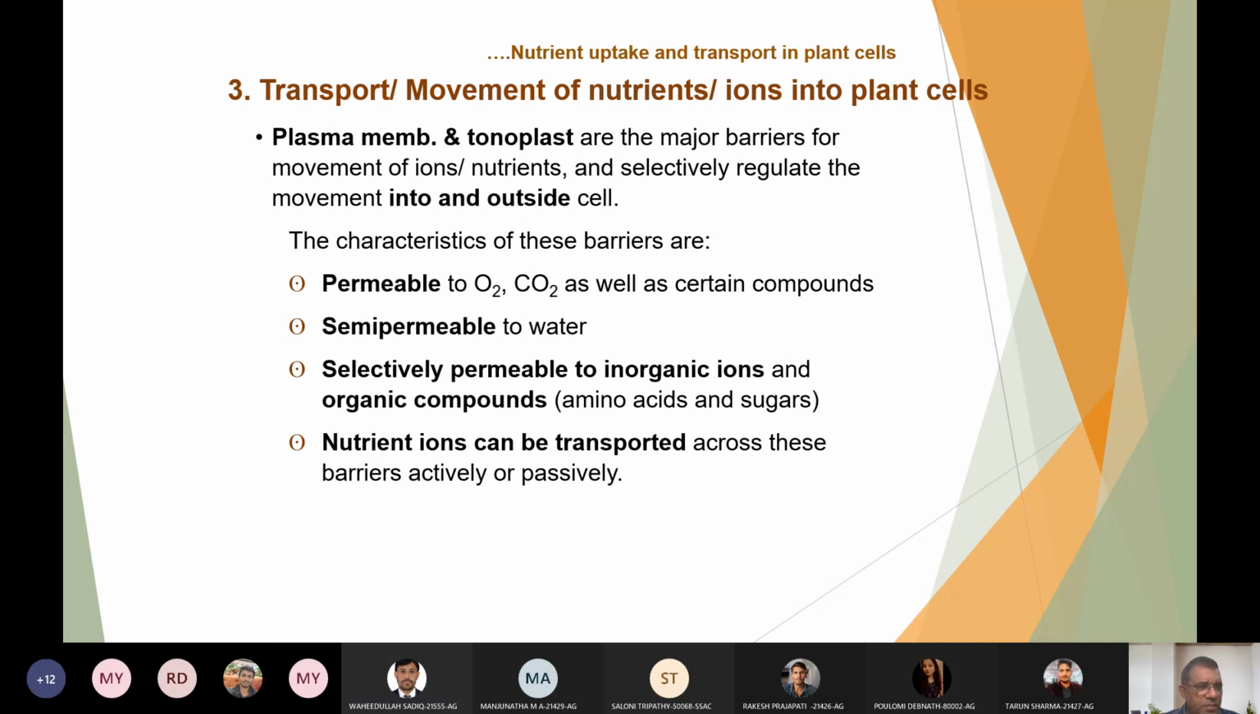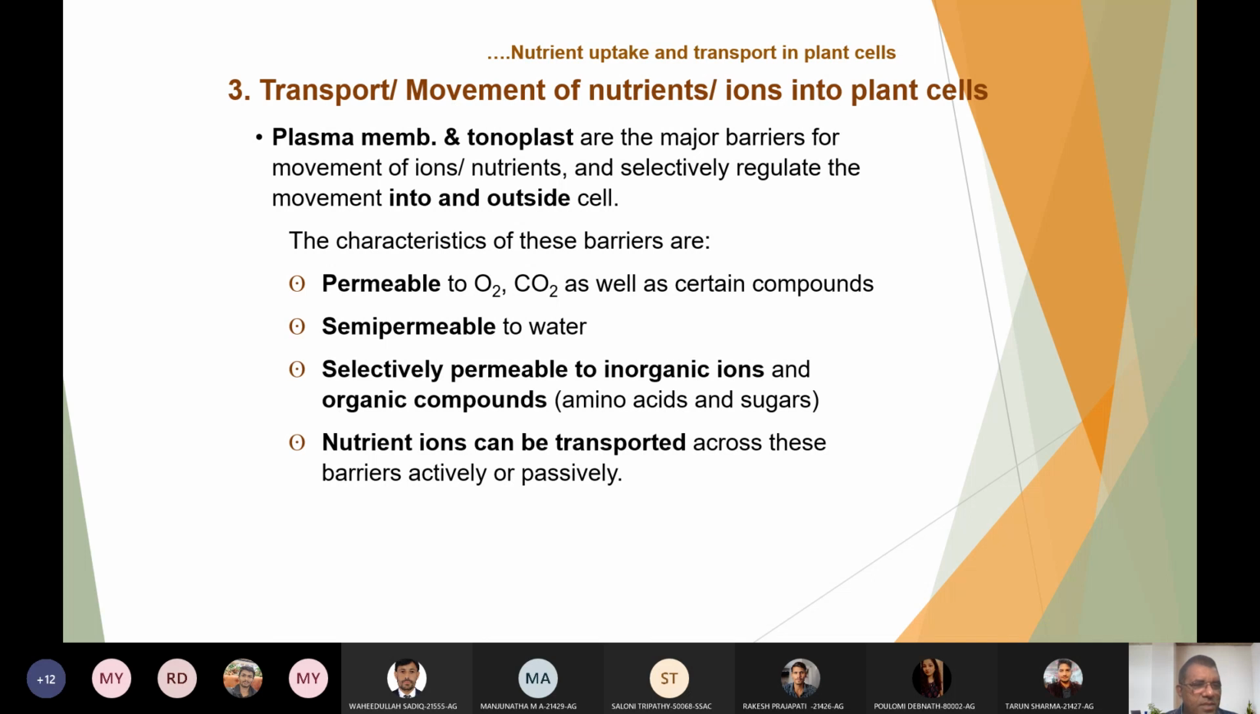So, plasma membrane and tonoplast are the major barriers for movement of ions or nutrients and selectively regulate the movement into and outside the cell. As you also know, these membranes are also called semi-permeable membranes, meaning they allow certain substances to pass, but do not allow other substances to pass. So they allow something to cross and something not to cross.